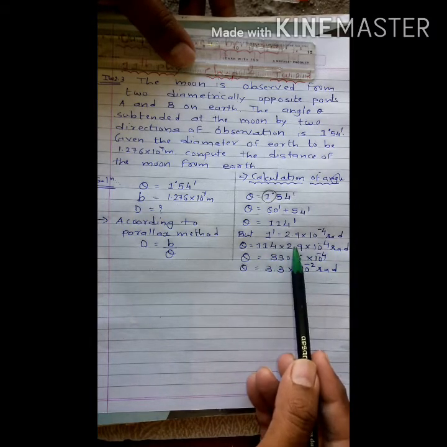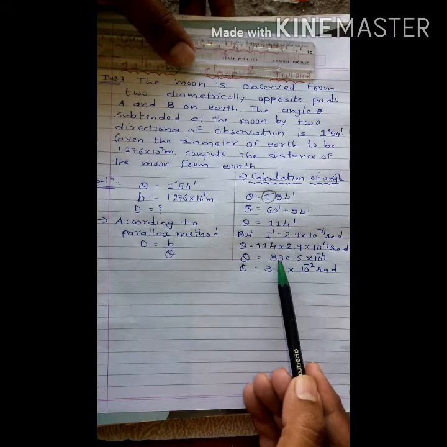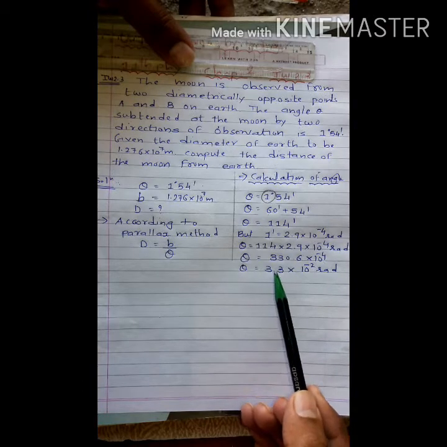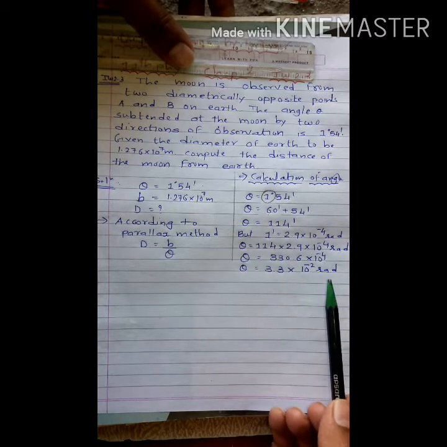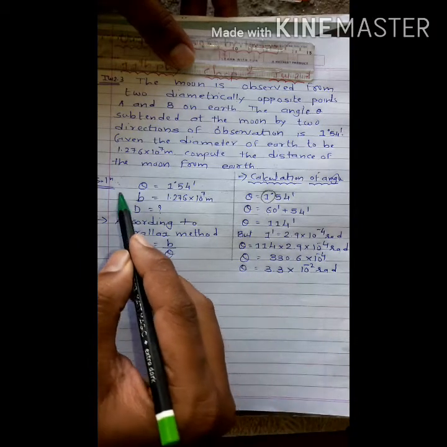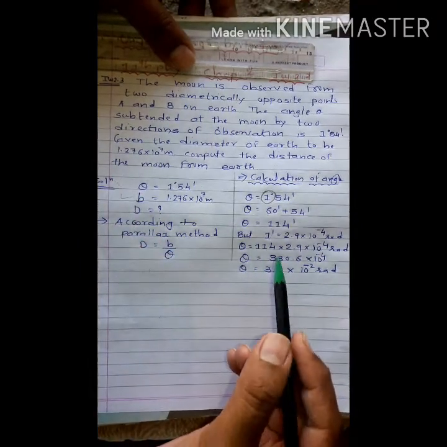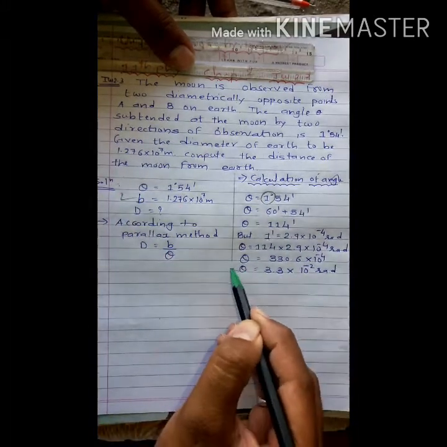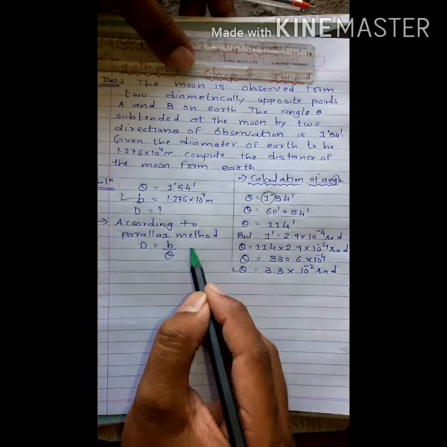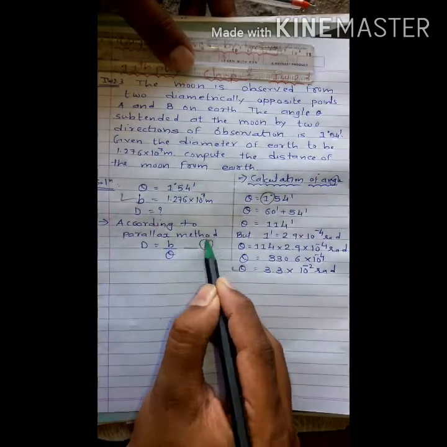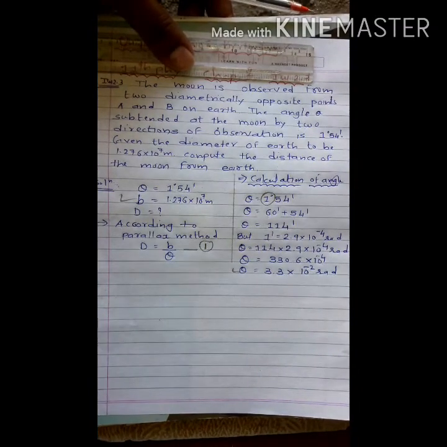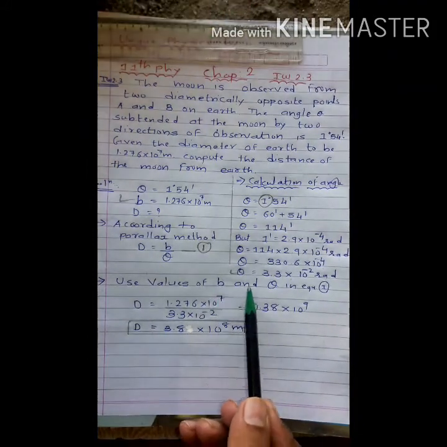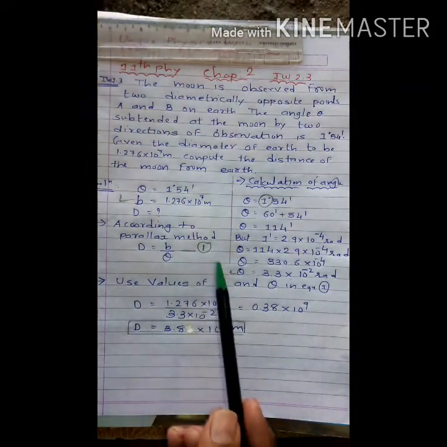Try to find this step. Our answer is theta equal to 330.6 into 10 raised to minus 4. We can also write theta as 3.3 into 10 raised to minus 2 radian. Now we have the value of small b, 1.276 into 10 raised to 7 meter, the diameter of the earth, and we have the value of theta. We will substitute these values in this equation, which is our equation number 1.